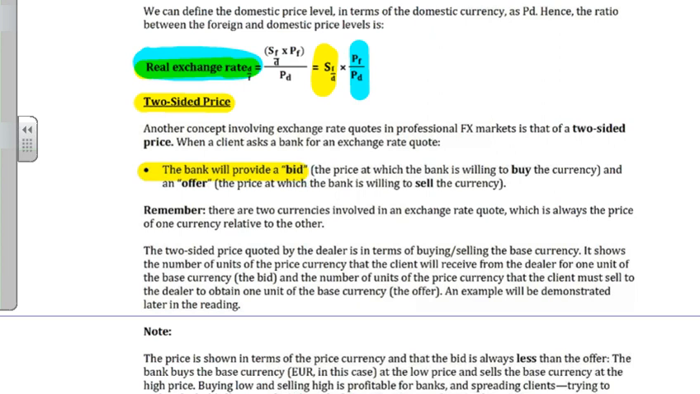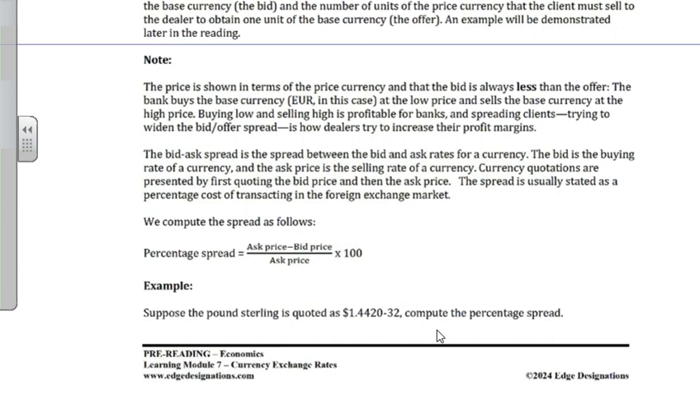So don't confuse the two concepts. We've got a two-sided price, and two currencies. That's what often makes it a little bit complicated. But the two-sided price is a bid and an offer price. Now, why are there two different prices? That's obviously the big question. I mean, why is there not just one price? Okay, well, there are two different prices.